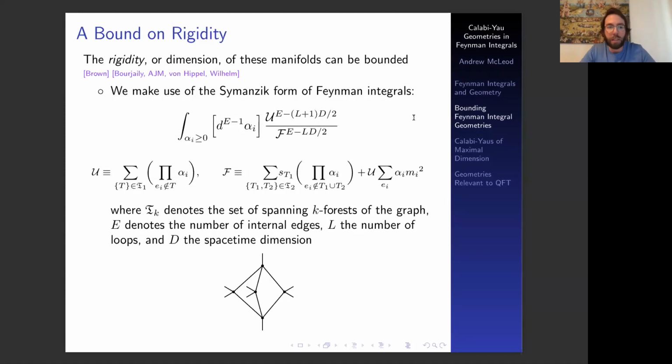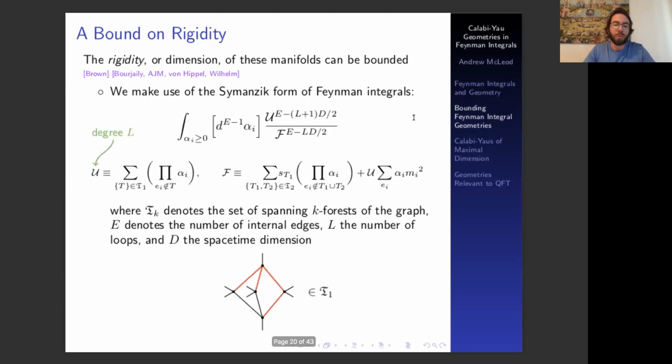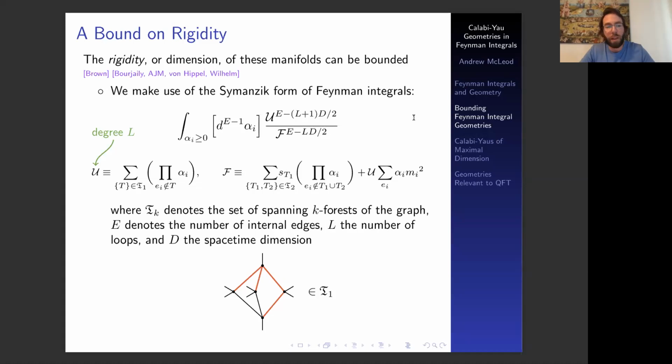So if we look first at the U polynomial, we have a sum over spanning one forests, which really just means a sum over all trees that span all the vertices in this diagram. And then in each term of the sum, we have a product over the Feynman parameters that are associated with the propagators that don't appear in this tree. And it's easy to see that that will give rise to a homogeneous polynomial of degree L because we need to cut open all L loops. So we basically delete L propagators from our original graph.